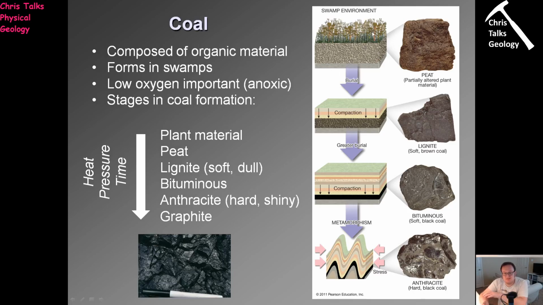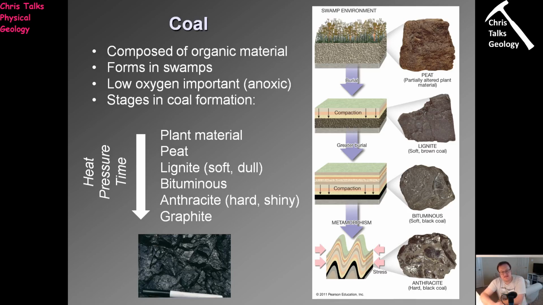Now, this plant material, if it's very lightly compacted, forms a layer of what we refer to as peat. So peat is the first stage in coal formation. It's very, very low grade coal. Over time, as more and more material builds up over this layer of organic material, the layer begins to be compressed a little and heated.